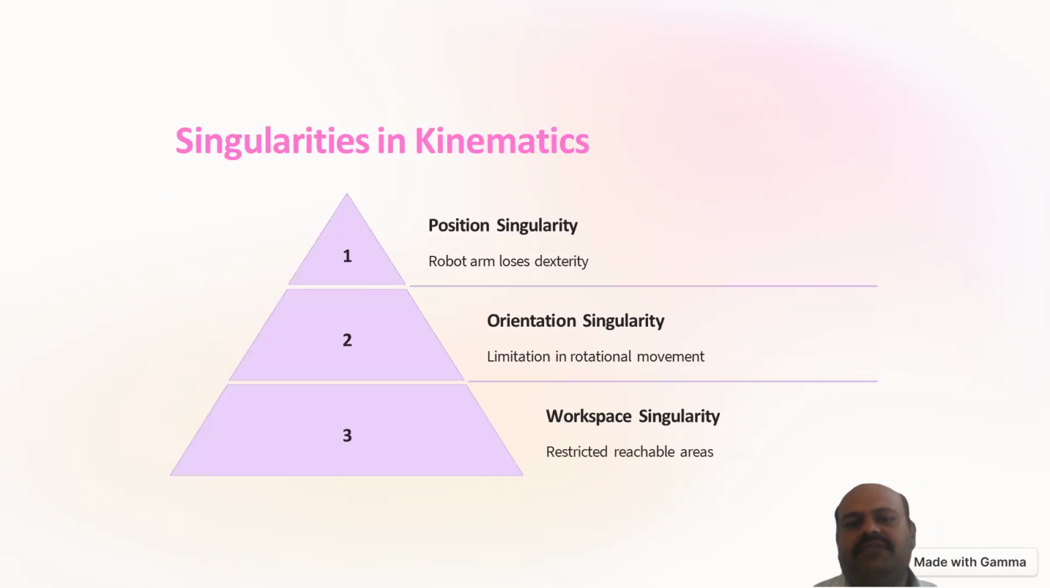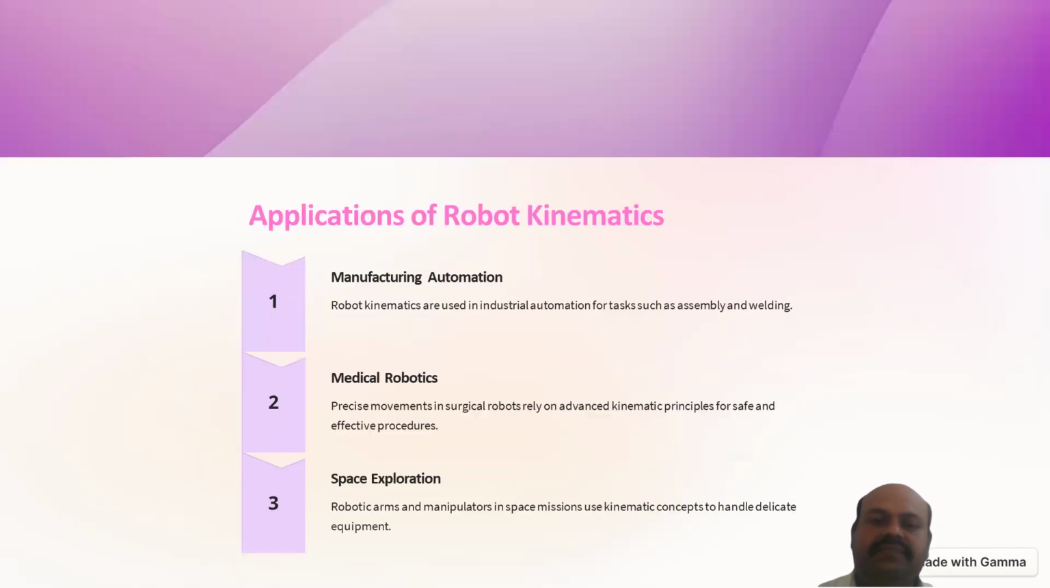Singularities in kinematics are position singularity, orientation singularity, and workspace singularity. We have three singularities. When the robot arm loses dexterity, that is position singularity. Limitation in rotational movement is orientation singularity. Workspace singularity is restricted reachable access to certain areas.